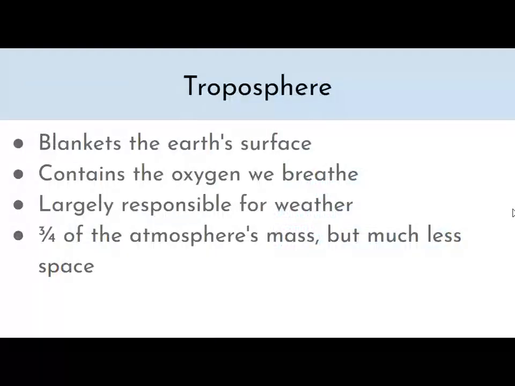All right, so the troposphere is what blankets the Earth's surface. It is the closest thing to us. It has all of the oxygen that we breathe, and it is largely responsible for weather. All of the clouds we see are in the upper troposphere. The troposphere has three quarters of the atmosphere's mass, but much less space.